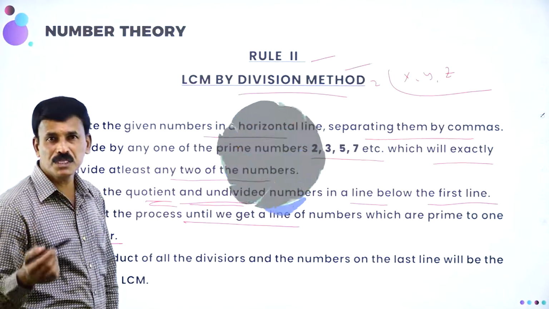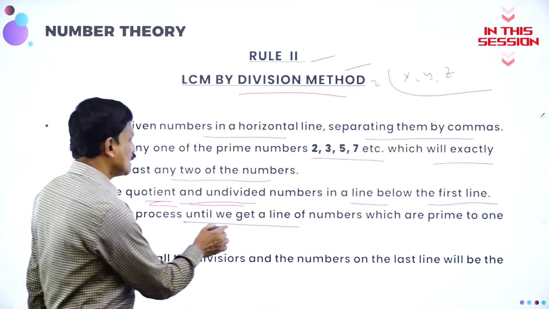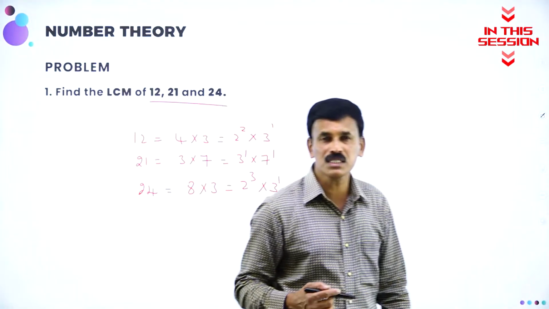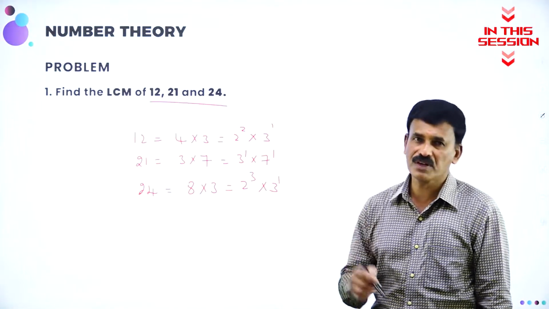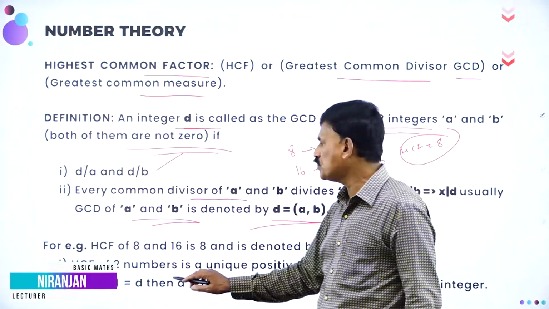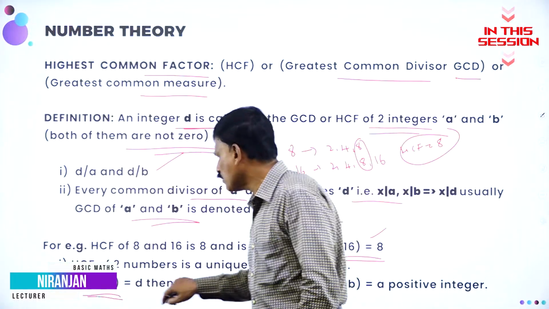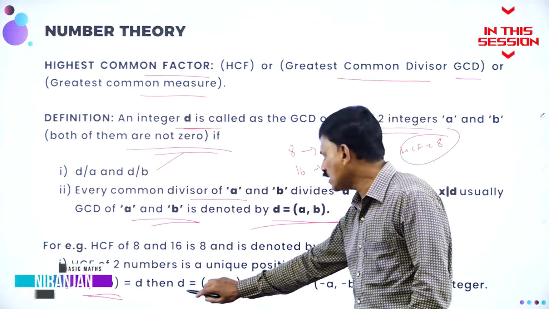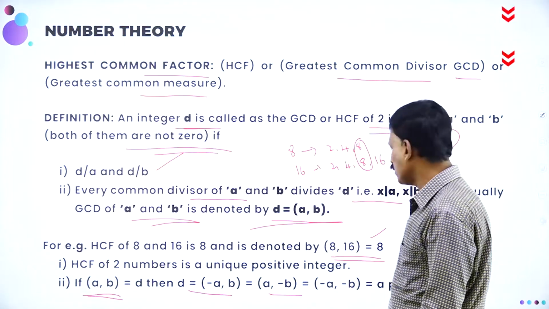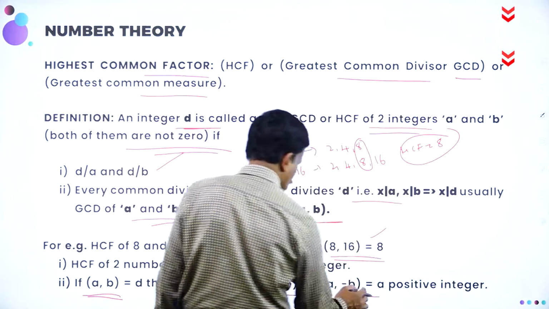The process will be repeated until we get a line of numbers which are prime to one another. Express all the numbers in terms of prime factors first. The HCF of two numbers is a unique positive integer. Suppose if (a, b) is equal to d, then d is also equal to (-a, -b), that is also equal to (a, -b), that is also equal to (-a, -b).